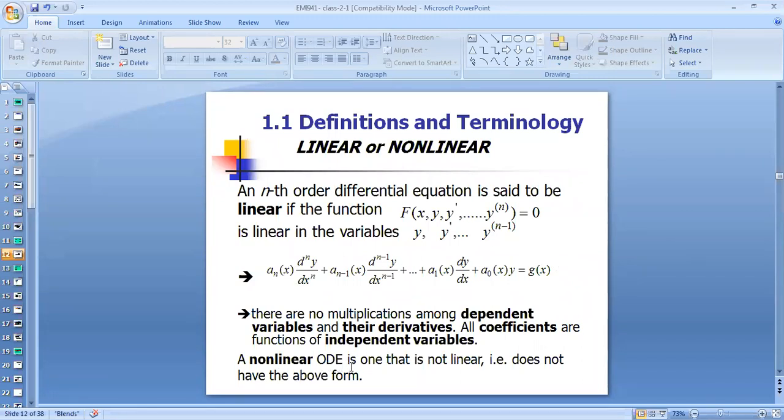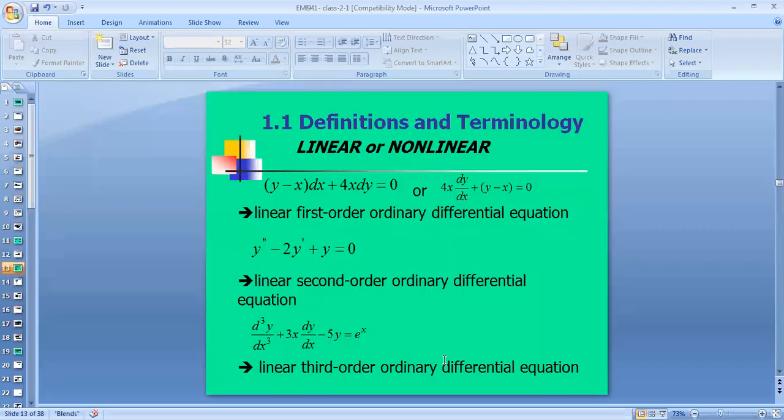A nonlinear ordinary differential equation is one that is not linear, that is, it does not have the above form. Now, how are we classifying differential equations as linear or non-linear? For example, the second derivative d²y/dx² plus 2 dy/dx plus y equals 0 is a second order differential equation. This one was first order, this one is second order, and this is a third order differential equation.